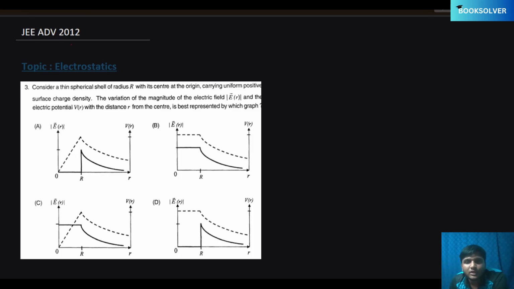Hello everyone. So today we are solving another question of JEE Advanced 2012. This is from the topic of electrostatics. So let's read our question.